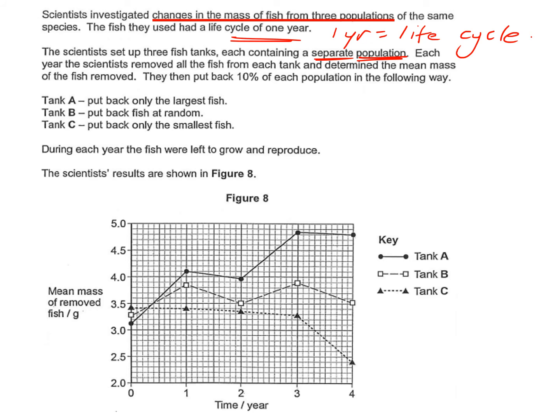Each year the scientists removed all the fish from each tank and determined the mean mass of the fish, and they put back 10% of the fish in tank A. They put 10% the largest fish back.